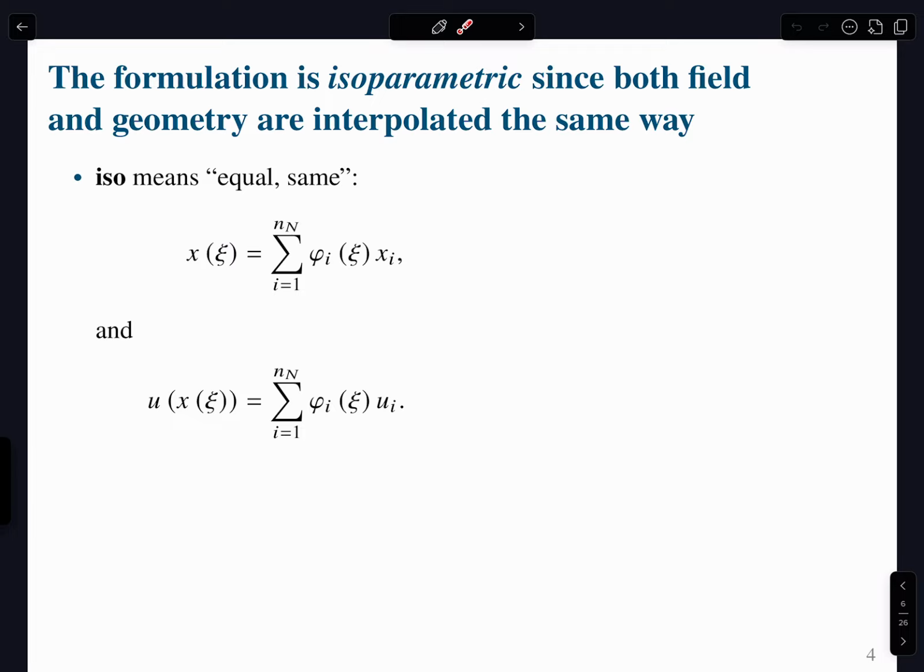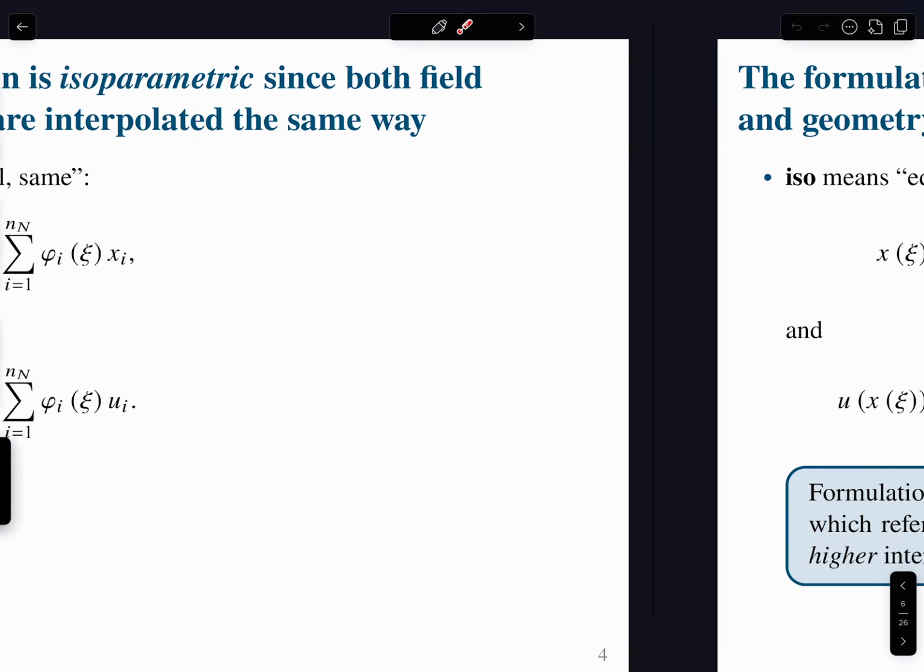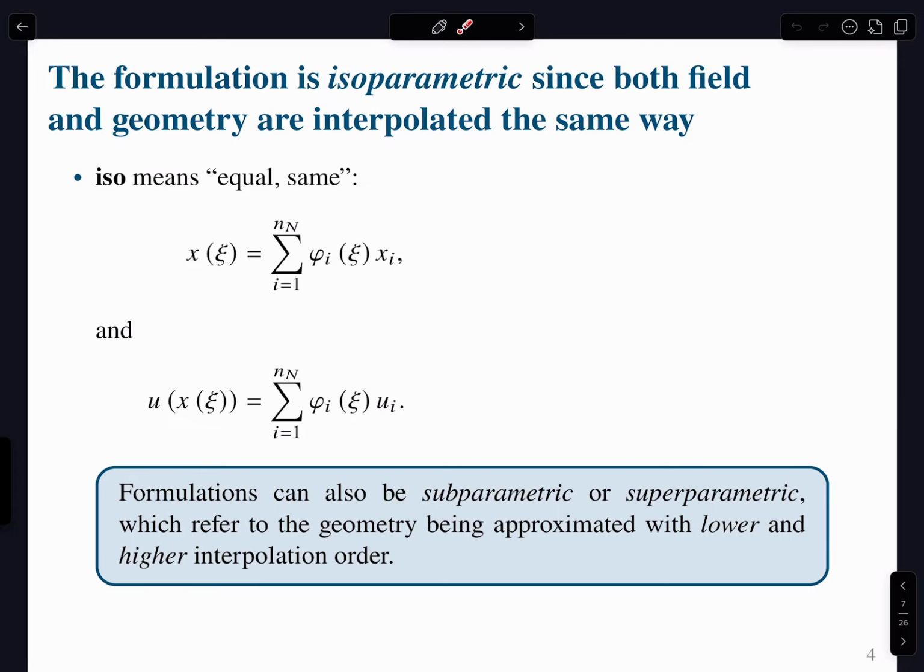So iso means equal or the same. Okay? And obviously this is not the only option. You could have also parametrizations that are subparametric or superparametric, right? And then we're always thinking about the geometry. If the geometry is interpolated at a higher degree, then this is called a superparametric formulation. If, on the other hand, you have the geometry interpolated with a lower polynomial, that is a subparametric interpolation.